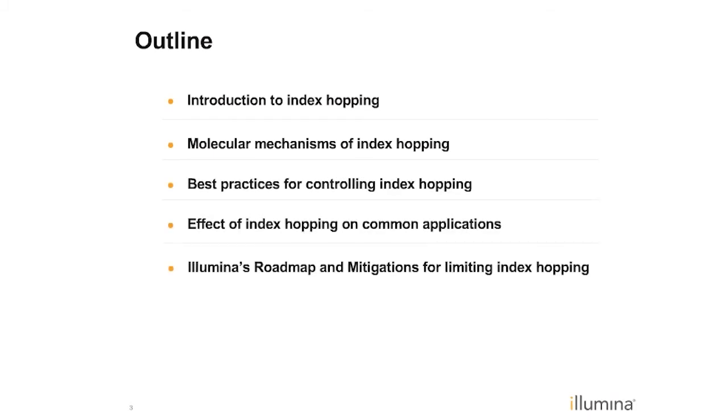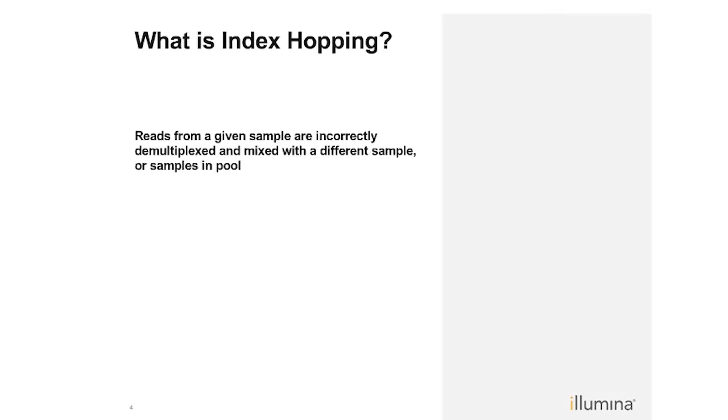So the outline of the presentation is as follows. We will give you an overview of index hopping, an introduction, give you some insight into some of the mechanisms that we think are causing index hopping at a molecular level, and talk about some best practices and the differences between different applications when it comes to index hopping, and then also talk about our roadmap and mitigations for limiting index hopping.